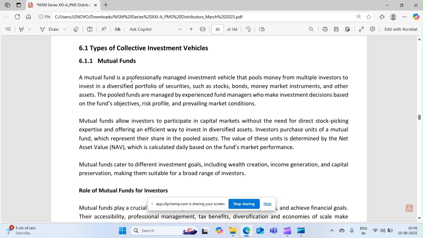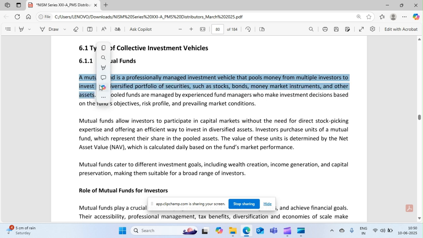Now, what is the meaning of the word collective investment vehicle? It simply means that it's an investment tool which collects money or pools money from various investors and then invests them as per a predefined objective. Okay, so you can see the same thing here.